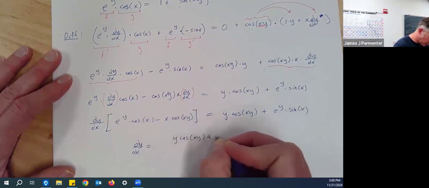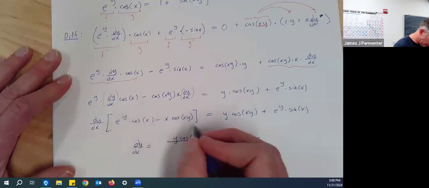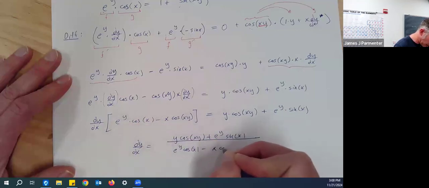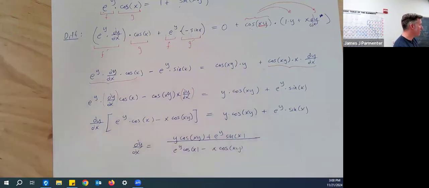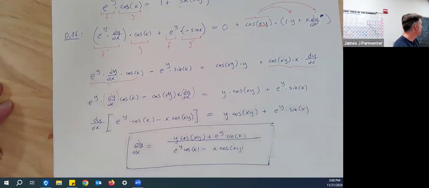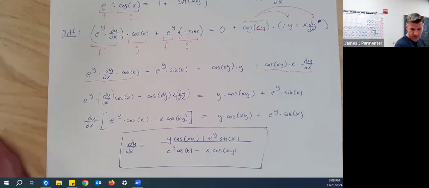y times cosine of xy plus e to the y times sine of x, divided by all that stuff, e to the y times cosine of x minus x times cosine of xy. Whew, that's gnarly. Does that look right? I mean, I think it's right. Yeah, it's a lot to keep track of. What else?